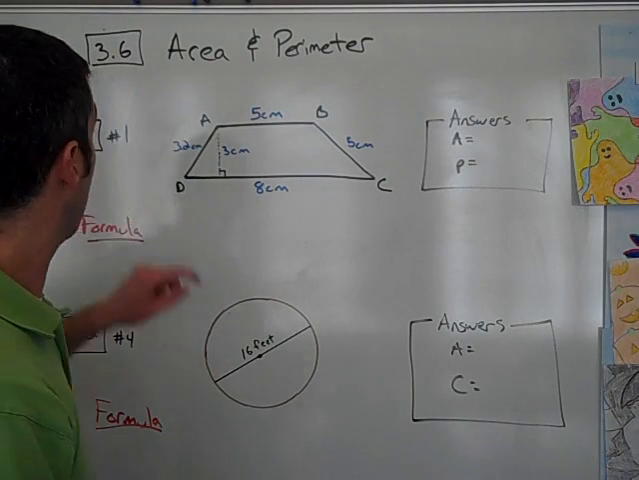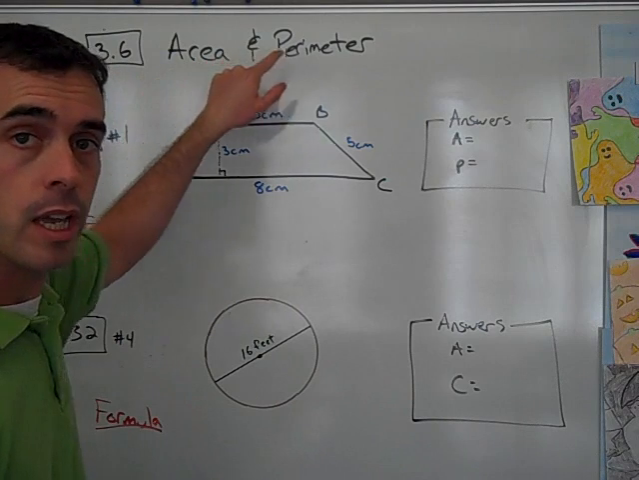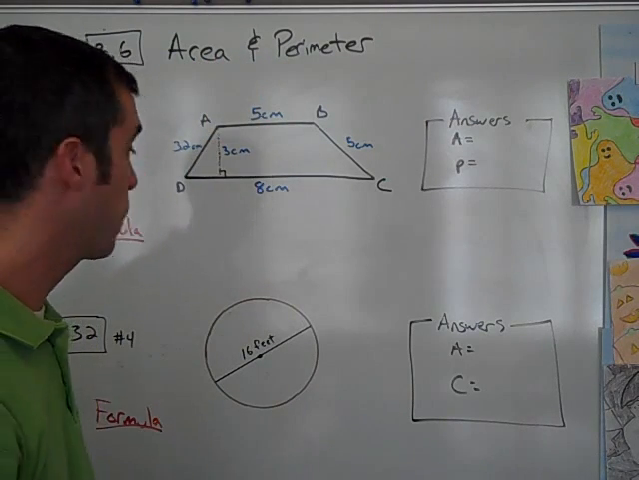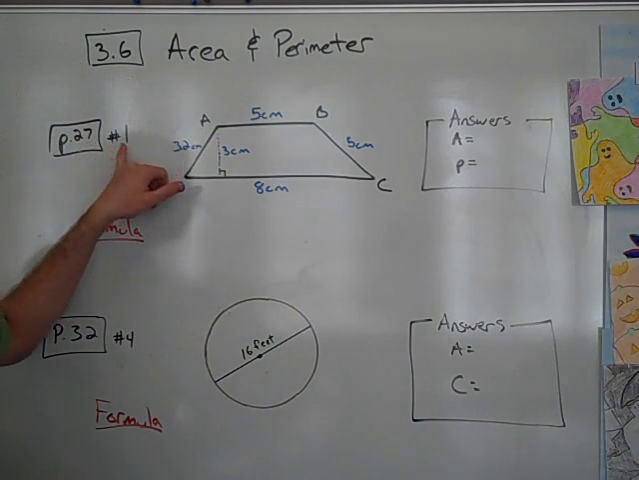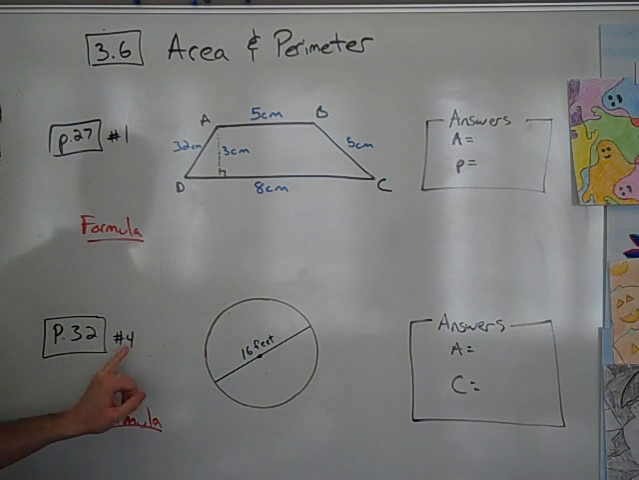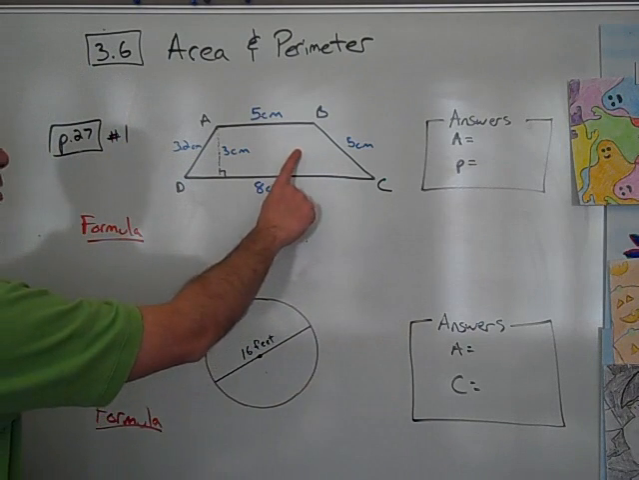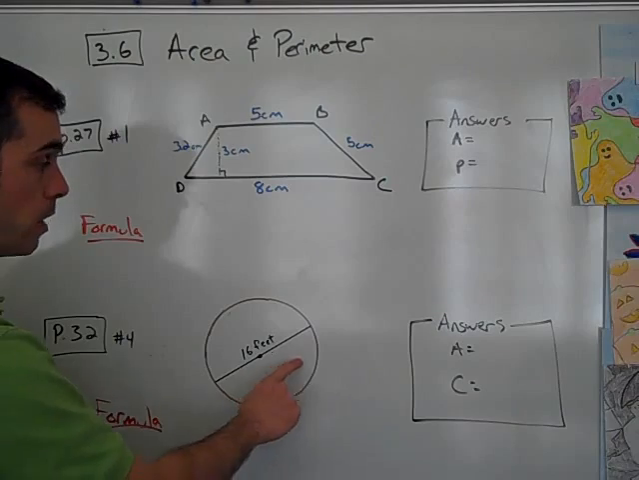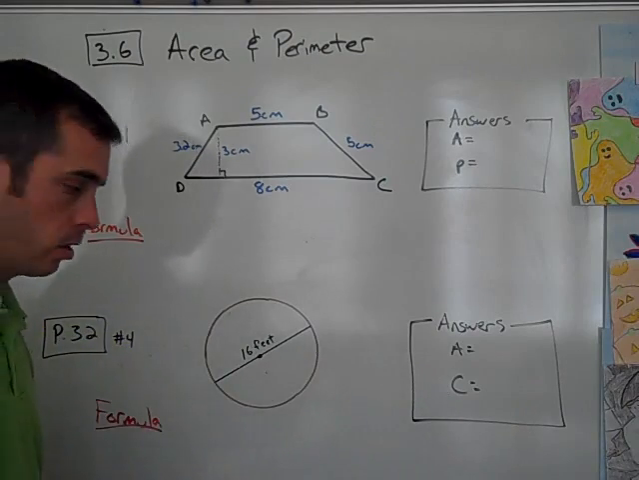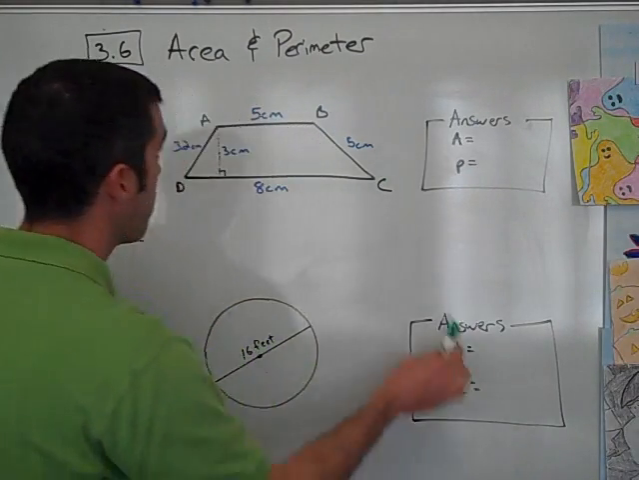So today we're going to work on 3.6, area and perimeter. I've chosen two problems from your homework, page 27, number 1, and page 32, number 4: area and perimeter of a trapezoid, area and circumference of a circle. So we'll start up here.